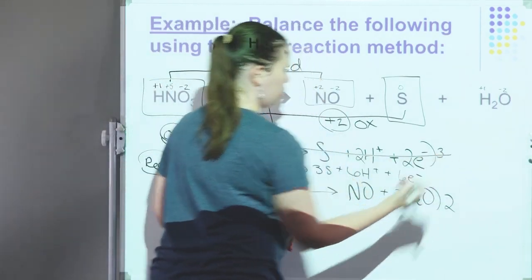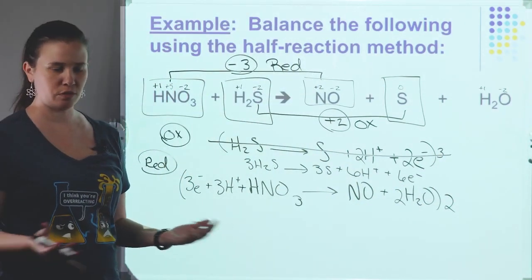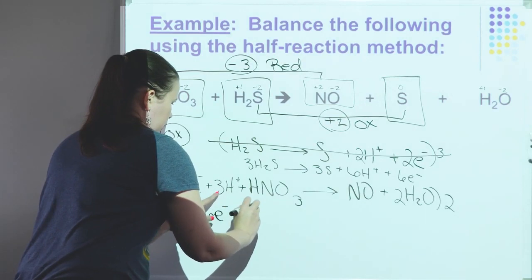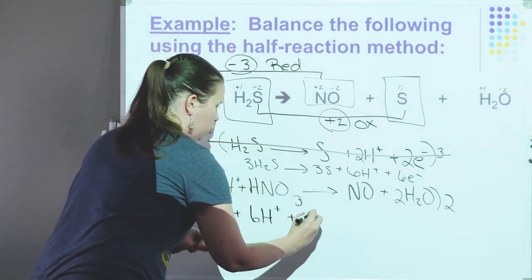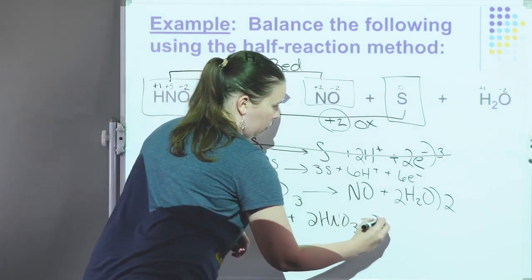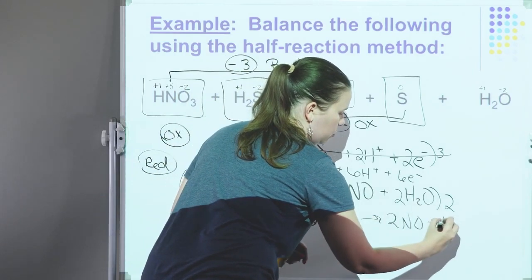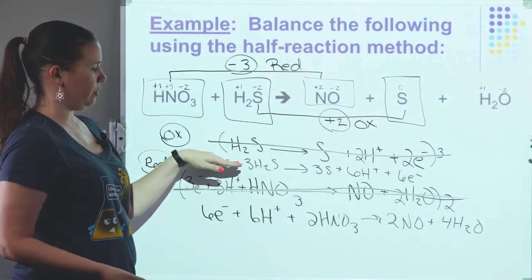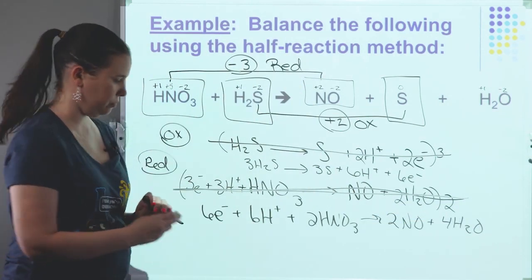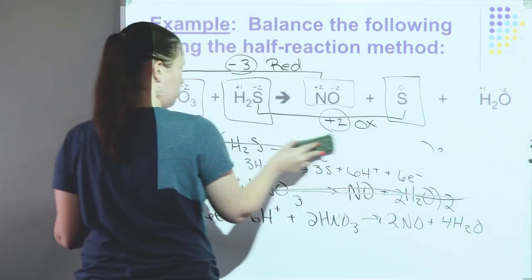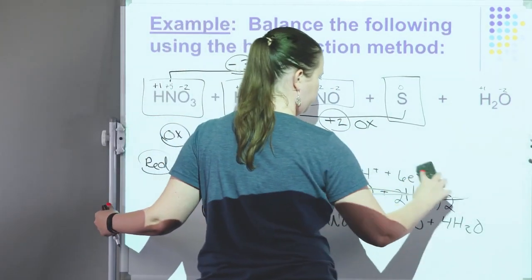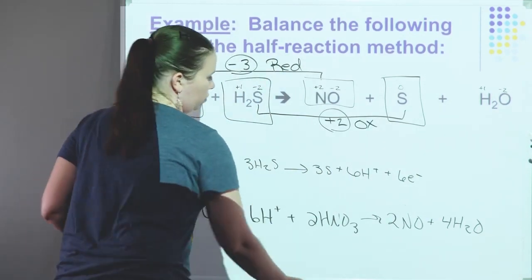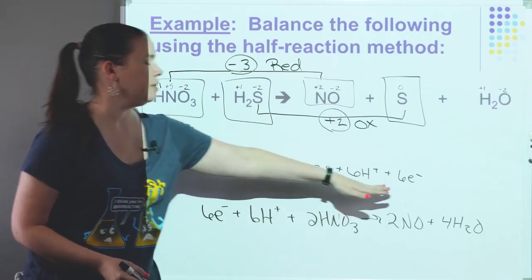Once I write the multiplied version, I like to cross out the original version. Just prevents confusion, right? Now let's go 2 across the entire bottom equation. So it's going to be 6 electrons, 6 hydrogen ions, 2 nitric acids, 2NO, and 2 times 2 here, 4H2O. Cross that one out. So I'm only looking at the multiplied equations to compare them. Actually, let me go ahead and erase my original equations so it's a little more clear. There we go.